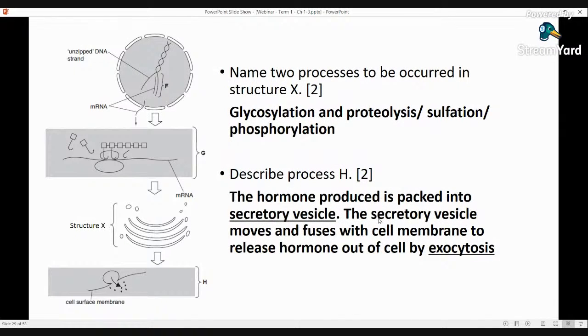Name two processes that occur in structure X. We know that in structure X, polypeptide processing or modification occurs. So in STPM, if they ask for two processes that occur in structure X, it's glycosylation and proteolysis, or you can choose sulfation or phosphorylation.